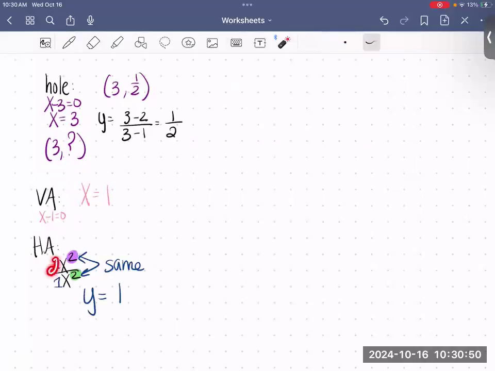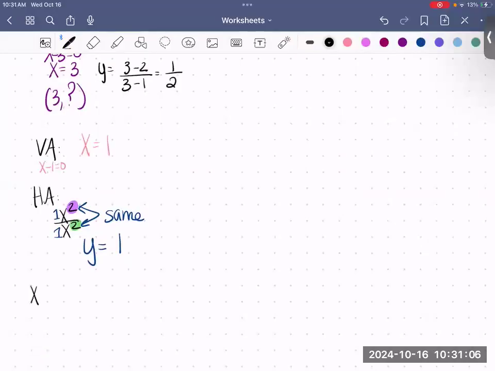If this was 2 over 1 or maybe 1 over 3, right? We're just taking your leading coefficient. So it would be y equals 2 or y equals 1 over 3, depending on your coefficients. So we also want to find your, just because they are the same, we do not have a slant asymptote. That is something that this worksheet says. So no slant asymptotes. We have an x-intercept.